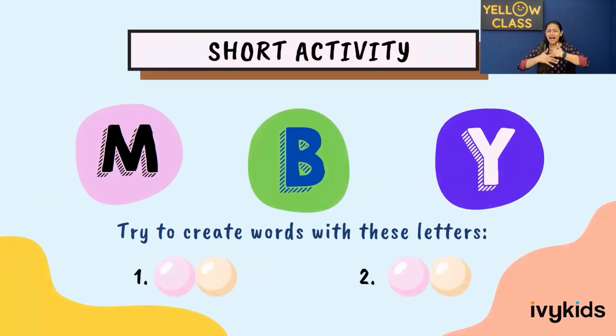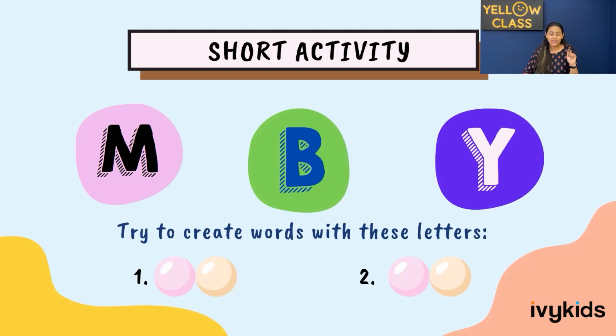Moving ahead, I have a short activity for you. You can see 3 big letters, N, B and Y. What you have to do, with the help of these 3 letters, is create any 2-letter words. I just gave you the example of A and M. Similarly, out of these 3 letters, you have to create any 2-letter words. Is that easy? So let's see the answers now.